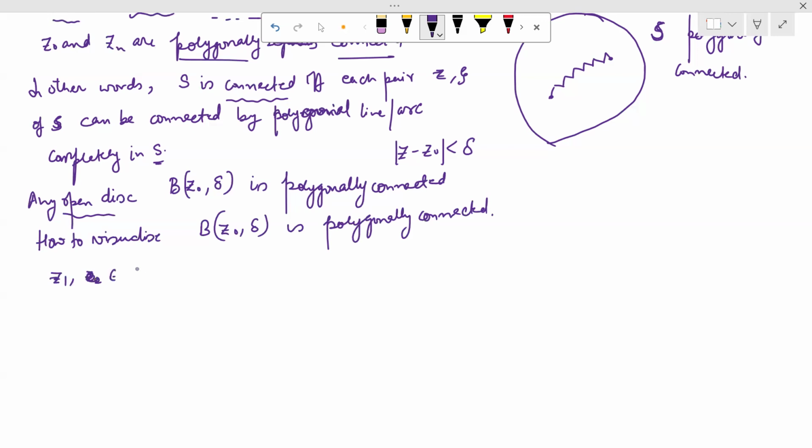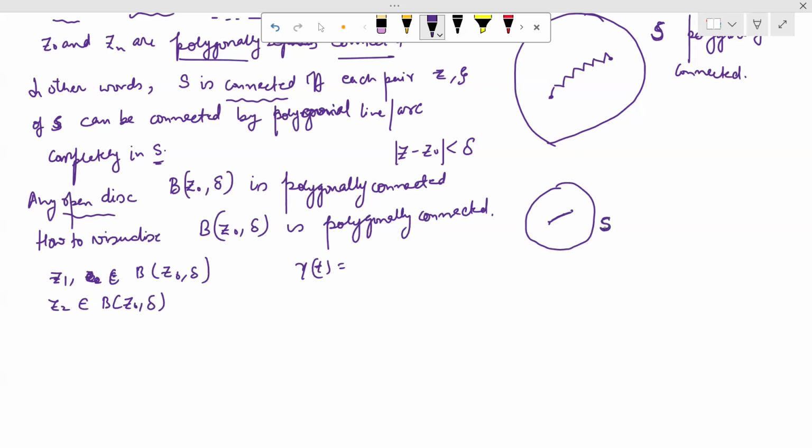So let's say Z1 is contained in this particular open disk, and let's say another point I'm taking, Z0, which is also contained in this open disk. Is that fine? Yes, sir. Now any polygonal line which joins these two points, or any line segment, it's not necessary that I always say polygonal arc. Even if I am saying that a set is connected, then any line joining the two points should lie in that particular set itself.